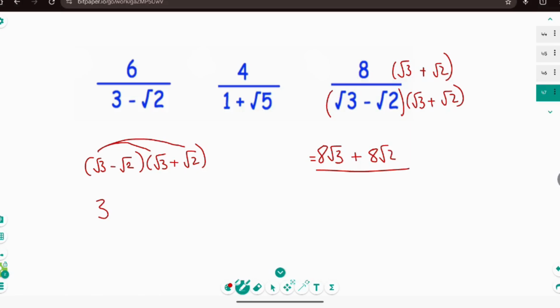Root 3 times root 2, root 6. Minus root 2 times root 3, minus root 6. Negative times positive is negative. Root 2 times root 2, 2. 3 take away 2 is 1. Root 6 minus root 6 cancels out over 1. And if it's over 1, it's just 8 root 3 plus 8 root 2.